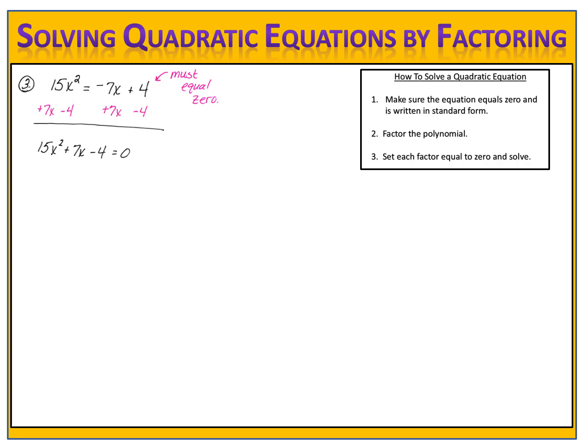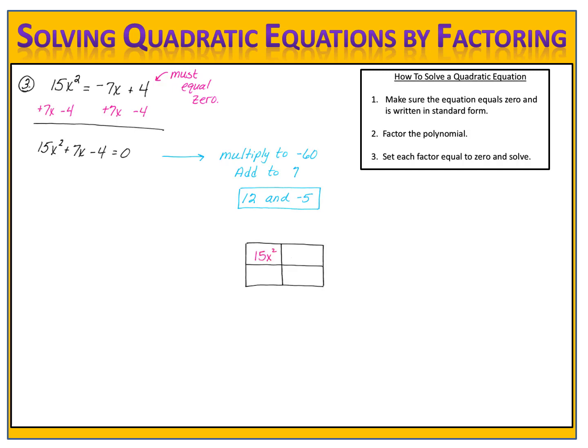Now that our equation is equal to 0 and the polynomial is in standard form, we're ready to factor. We need numbers that multiply to negative 60 and add to 7. Those numbers are 12 and negative 5. But this time our leading coefficient is not 1, and so I'm going to go and use the grid.